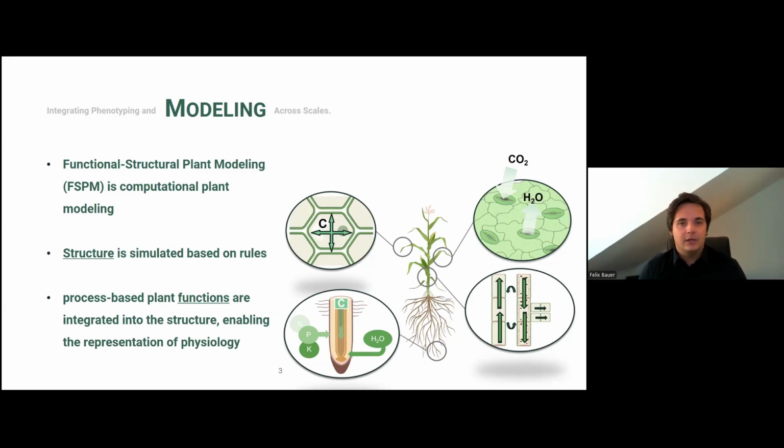The kind of models we use in plant science are, for example, functional structural plant models, short FSPM, which is a kind of computational plant modeling. The structure is simulated based on different roots, and the physiology of the plants, so process-based plant functions, are integrated into the structure, which then enables the representation of, as I said, the physiology. There are different physiological aspects of the plants that can be simulated, for example, carbon allocation related to photosynthesis processes, the water flux inside the plant, nutrient uptake of the root system and the distribution within the plant, and so on.